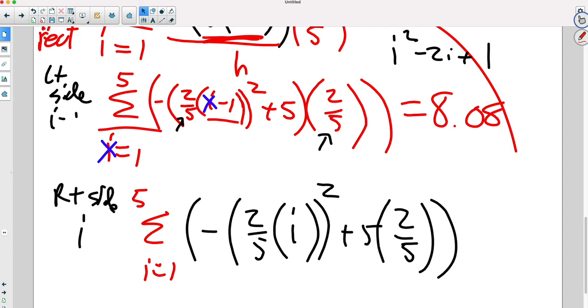6.48 is the answer. Now, what do we know about the area of this object? It has to be between. It's got to be between those two. It has to be between those two.